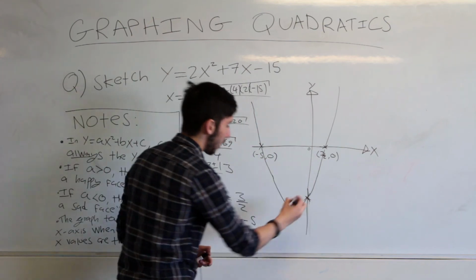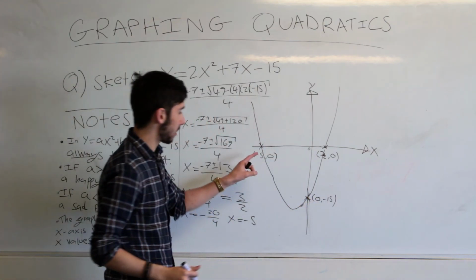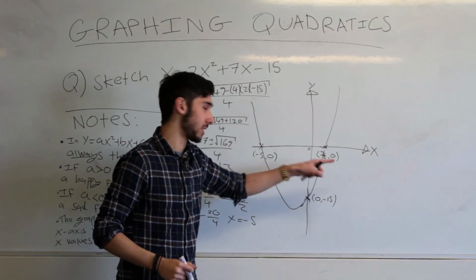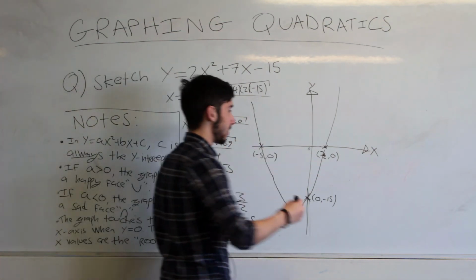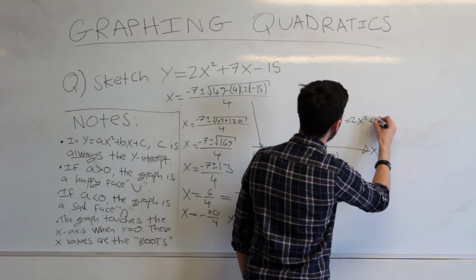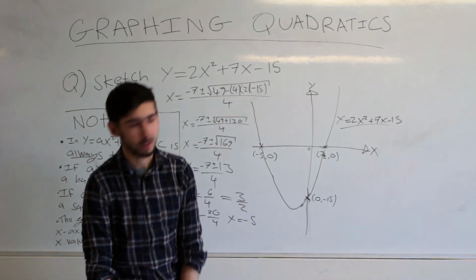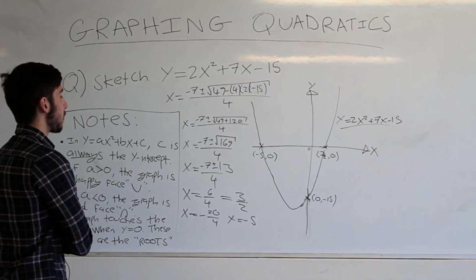I've messed it up. That's the point 0, minus 15. That's the point minus 5, 0. That's the point 3 over 2, 0. And this is the graph of y equals 2x squared plus 7x minus 15. It shouldn't be that difficult, but yeah.